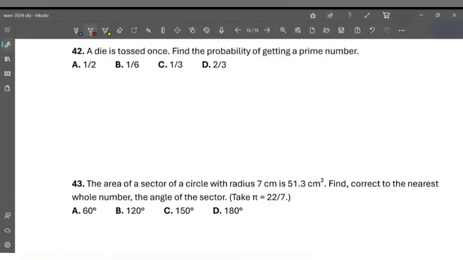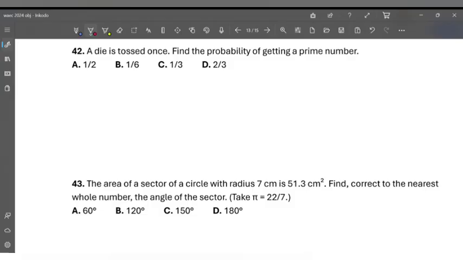A die is tossed once. Question number 42. Find the probability of getting a prime number. All right. So first of all, what is a prime number? A prime number is a number that is divisible only by 1 and itself. So it only has two factors, which is 1 and itself.